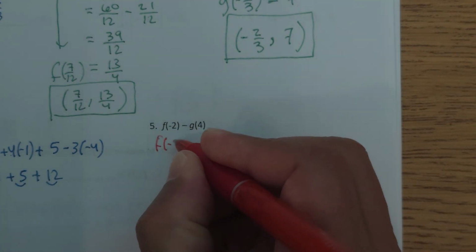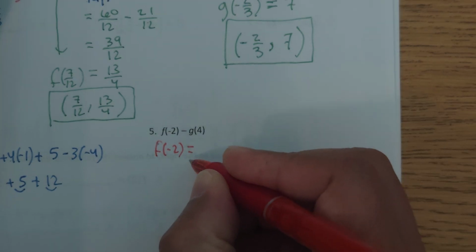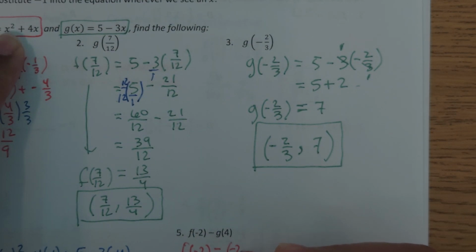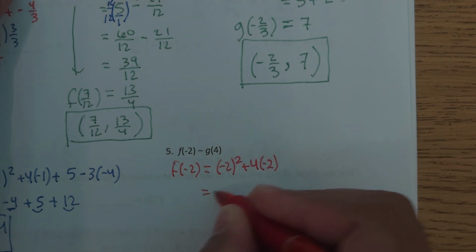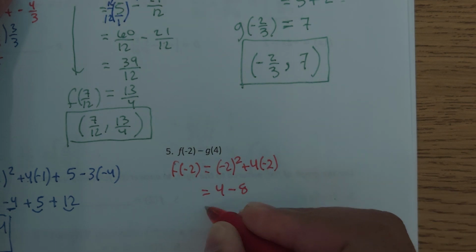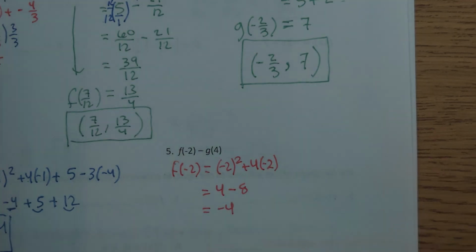So let's find f of negative 2, and that equals, so I'm going to go to this function here, the function f of x. So this is negative 2 squared plus 4 times negative 2. And this is equal to negative 2 squared is 4. 4 times negative 2, that's negative 8. So then this is equal to negative 4.